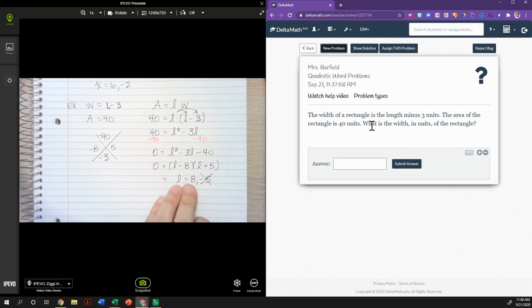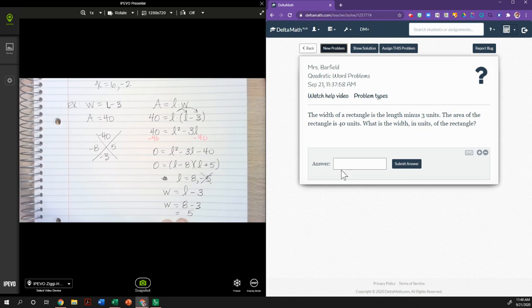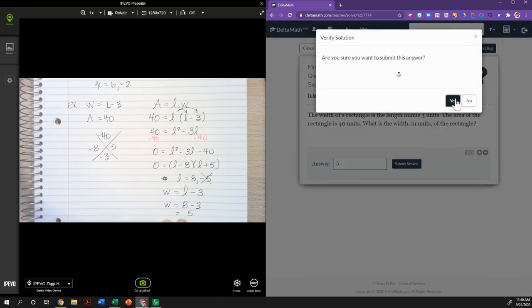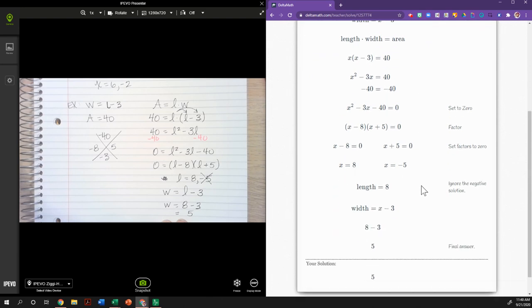But that's not what the question asked. The question asked what is the width in units? So that means I have to go back up here and utilize the fact that the width equaled the length minus 3. So I plug in my value for the length, which is 8, minus 3, which is 5. So some of the problems are going to require you to go back and do a little bit of thinking before you just type something in. Submit my answer. Yes, got my green check.